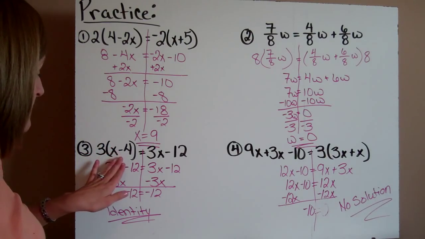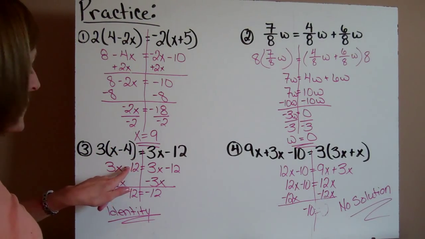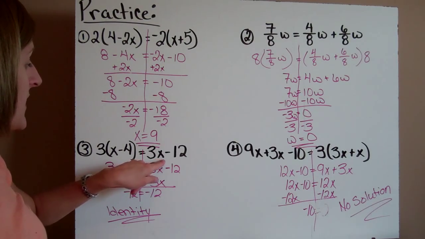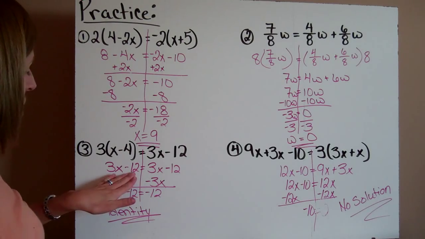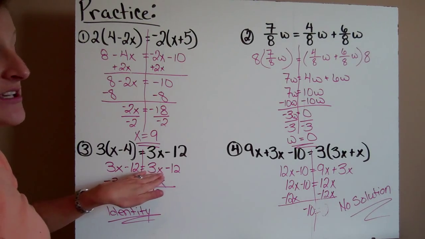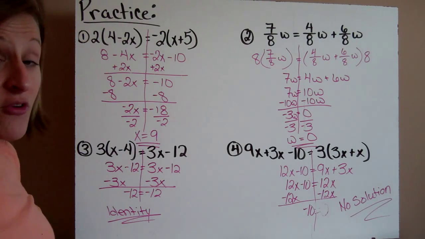Okay, on this side we have distribution that we need to do. So 3 times x is 3x, and 3 times 4 is 12. No subtraction, so I keep it. This side, 3x minus 12, we just leave it. We don't have to combine like terms. Notice both sides equal each other. So if they both equal each other, then you're going to have, of course, identity.